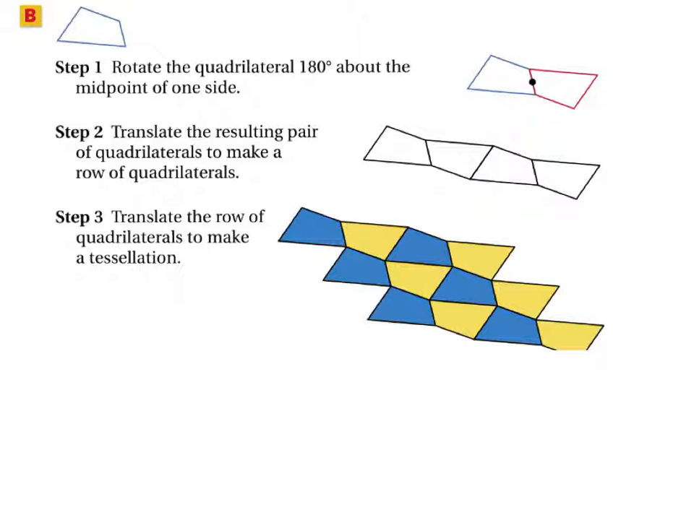Now in part B, I have a quadrilateral. So once again, I rotate the quadrilateral 180 degrees about the midpoint. So look what I did here. Now you could have not rotated it to the right. You could have rotated it up and had the quadrilateral up here. So there are other ways to do it. But then I take this shape and I can make a row. Then I take the row and I can translate the row up or down to give me a tessellation.